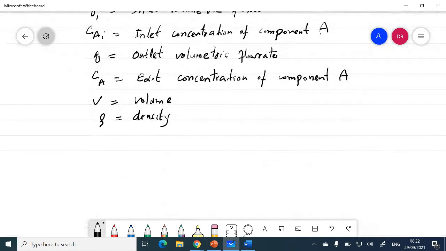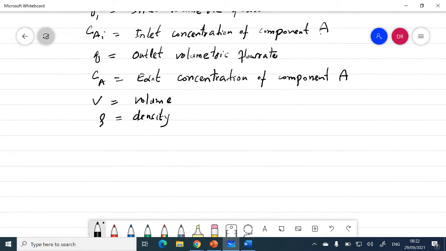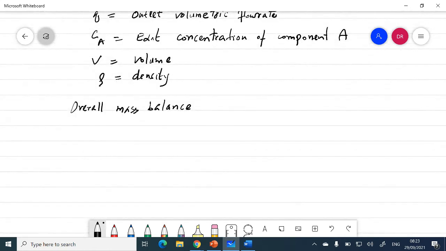Okay, so we have defined the objective, we have described the process. We have labeled all the symbols that we are going to use. And here we have to look at what our target is. Our target is two variables. One is the volume and the other one is concentration. So first we will start with the volume, and for the volume we know that the starting point is the overall mass balance. So I will start with overall mass balance. And what is the overall mass balance?